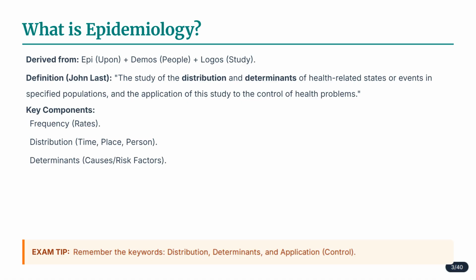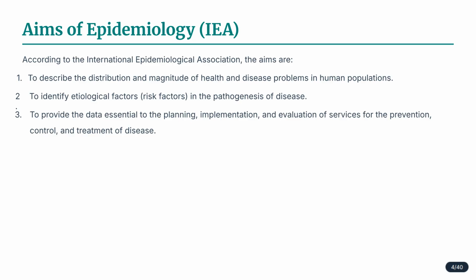What is epidemiology? The term is derived from EPI, meaning upon, demos, meaning people, and logos, meaning study. John Last defined it as the study of the distribution and determinants of health-related states in specified populations, applied to health problem control. According to the International Epidemiological Association, the aims of epidemiology include describing the magnitude of health problems, identifying risk factors, and providing essential data for planning and evaluating health services.